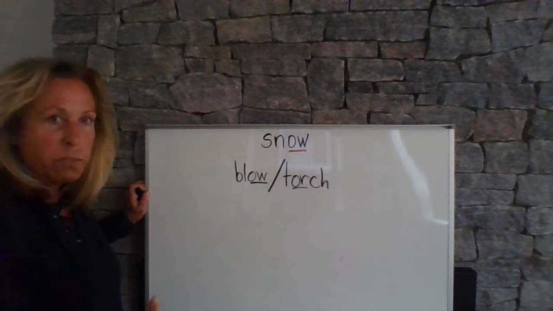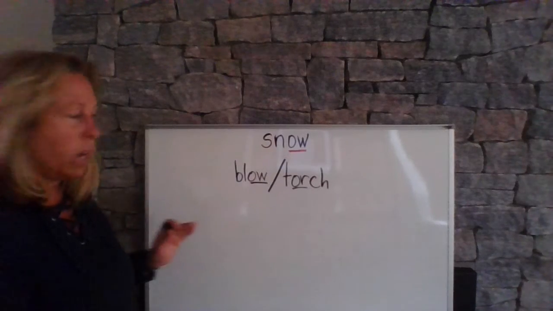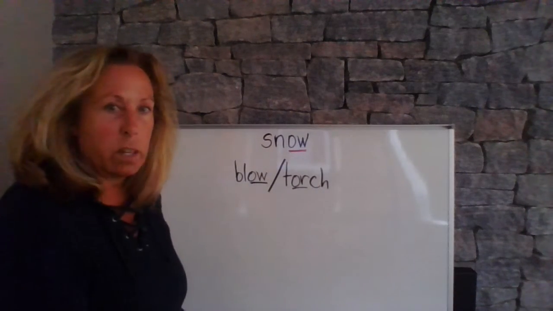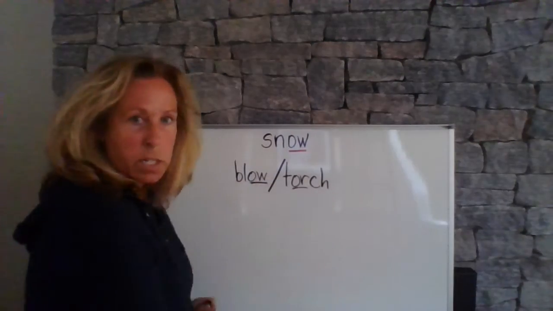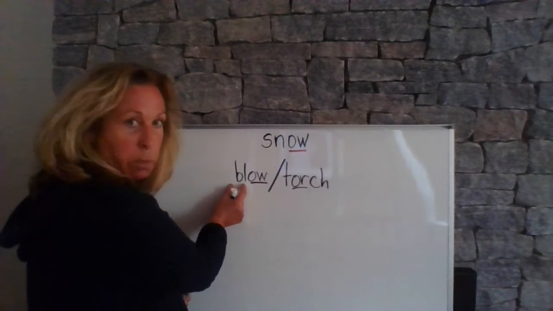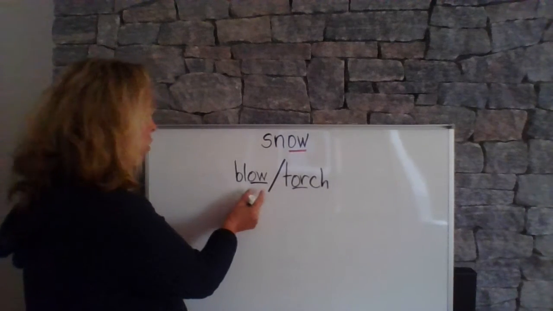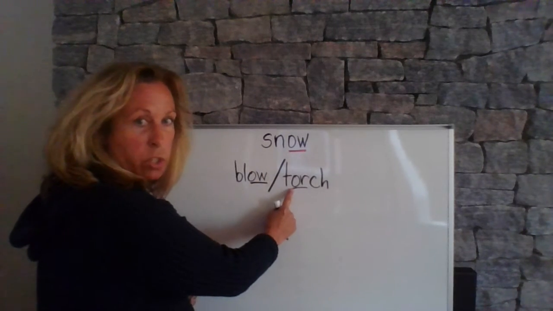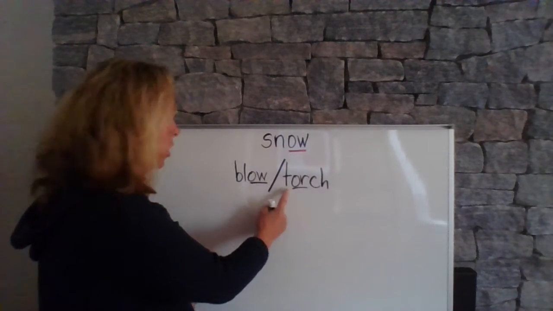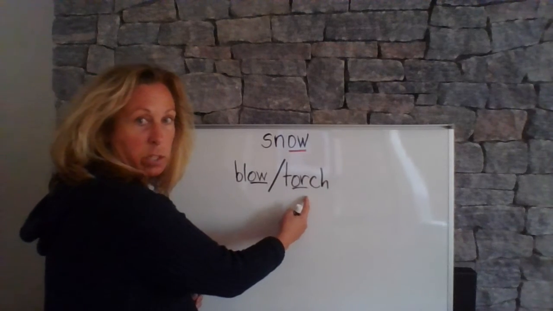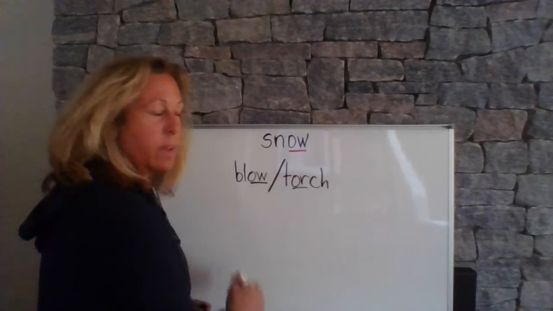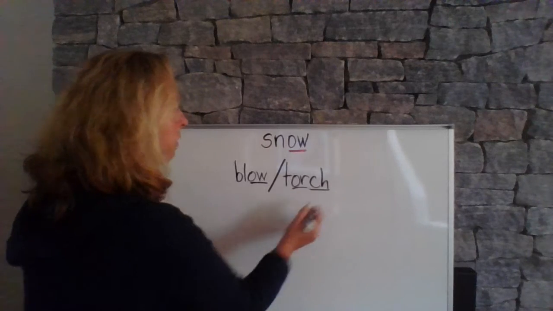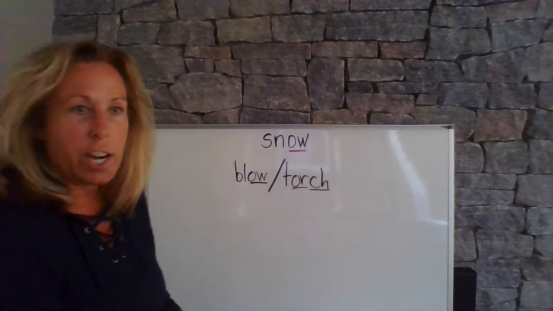We used a lot of detective work there. We figured out there are 2 big parts of it. We took one part at a time. We looked at the beginning part of this, bl. We knew the O sound from snow. Then we came over to the second part of it, torch. First sound, little word, ch, is a digraph, and we know that from ch and chair.